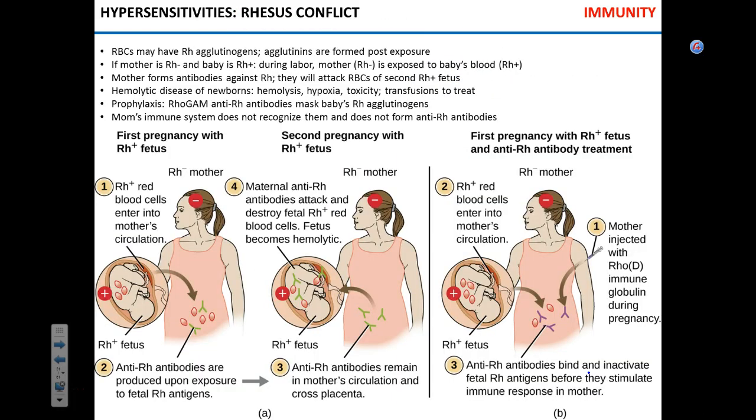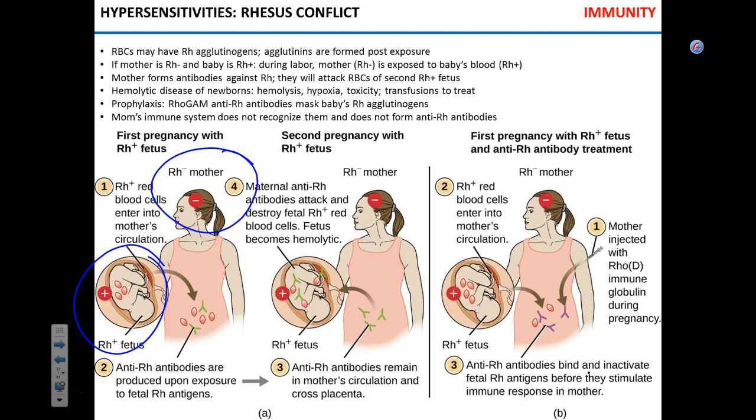Now, another interesting type of hypersensitivity is the rhesus conflict. And this is a great story, really. Immunologically it makes sense, but the treatment, I love the treatment part. So imagine the situation when you have a rhesus negative mother and a rhesus positive child. By the way, rhesus, Rh, is just another antigen that may or may not be found on the surface of the red blood cells. Does that make sense?